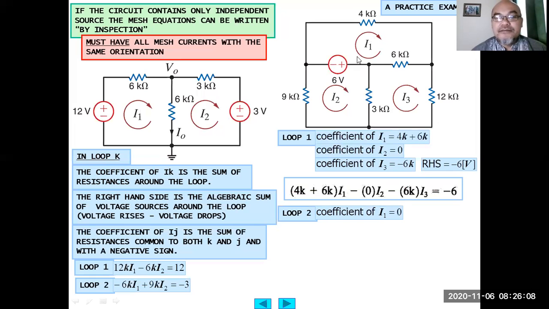Then in loop 2, the I2 component is 9 plus 3. Coefficient of I1 is 0 because it only flows through this independent voltage source. Coefficient of I2 is 9k plus 3k. Coefficient of I3 is negative 3k, because this loop goes against the loop in I2.